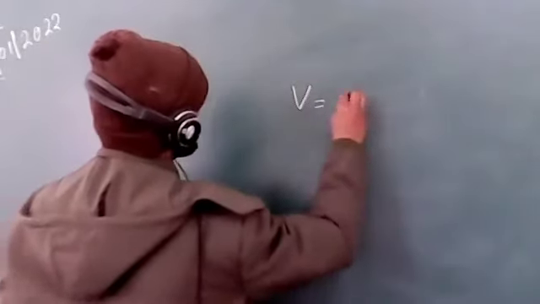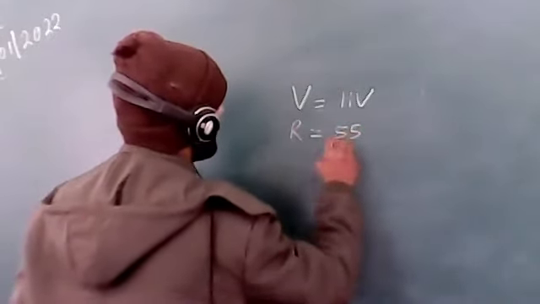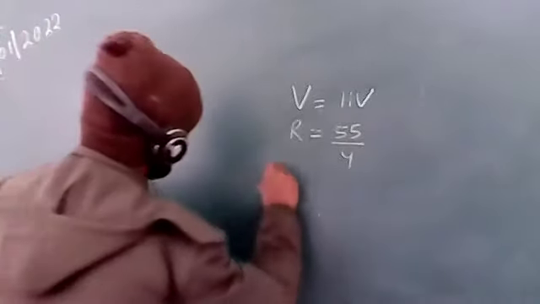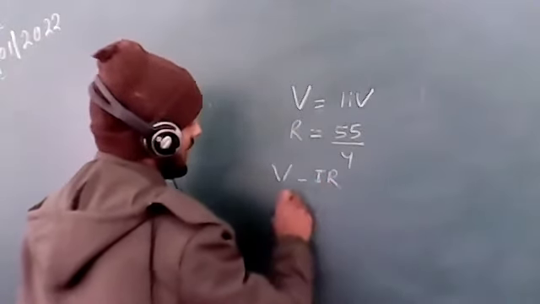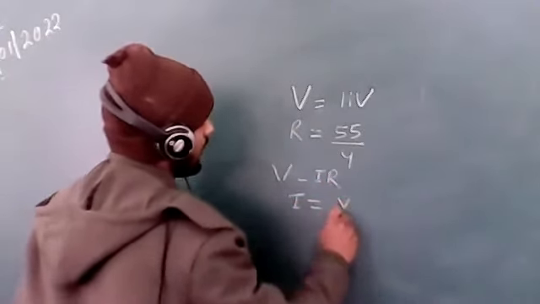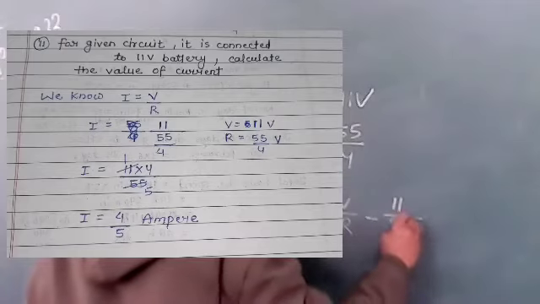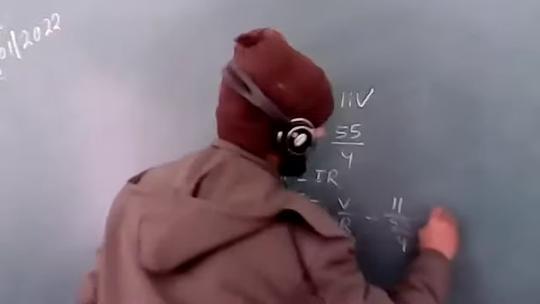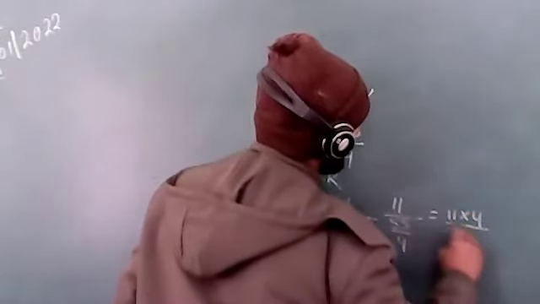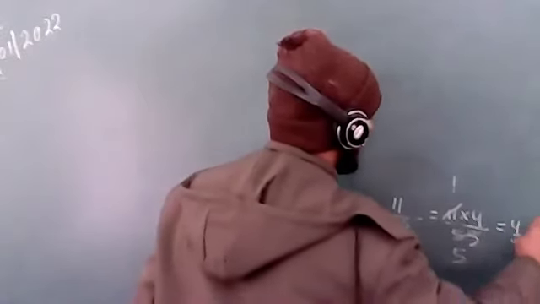V is equal to 11 volt, and the equivalent resistance is equal to 55 by 4. And we know the formula V equals IR: V is voltage, I is current, R is resistance. So I is equal to V upon R. V equals 11 and R equals 55 upon 4. So this will multiply to the numerator: 11 into 4 upon 55. 11 goes 1 time, 55 goes 5 times. So the answer will be 4 by 5 with unit ampere.